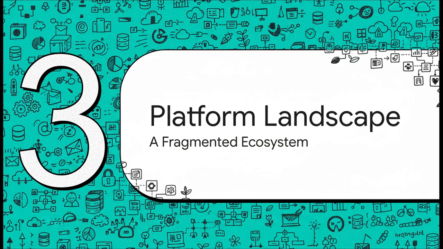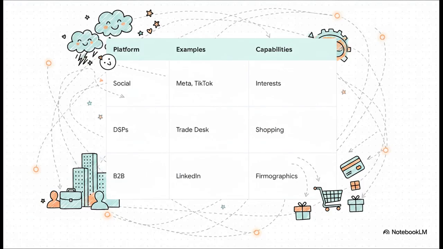Section 3, a complex platform landscape. Now, the real challenge here is just how incredibly fragmented and dense this lookalike ecosystem has become lately. On one hand, you have social platforms like Meta, TikTok, and Reddit that let advertisers stack niche community behaviors and inferred interests. But then, contrast that with the DSPs, demand-side platforms like The Trade Desk and Amazon DSP.